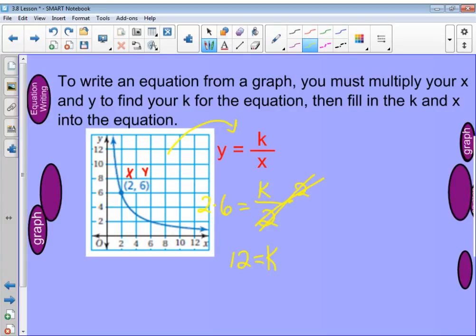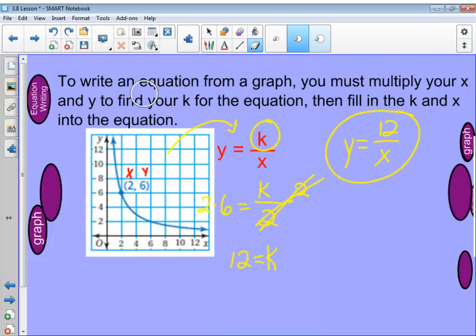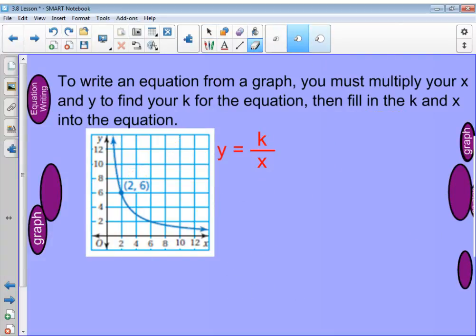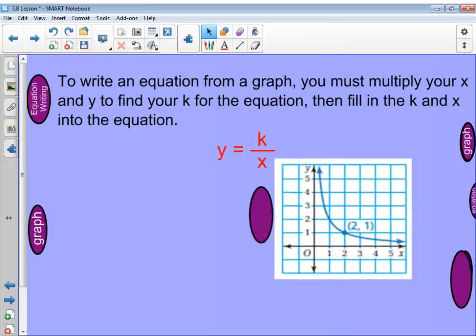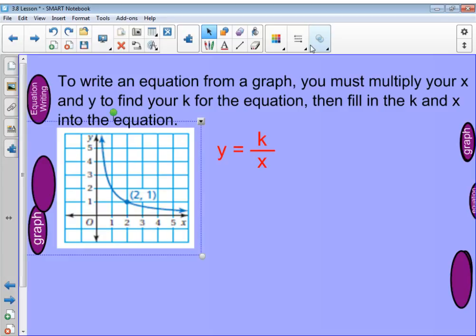So now we'll rewrite the equation. Y equals, we just found out that the k is 12 over x. This would be our final answer. Okay, so I'm going to give you one to try. So try this one right here.